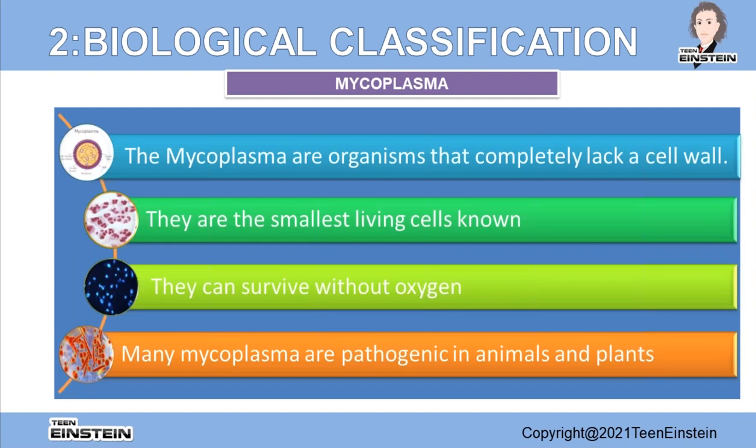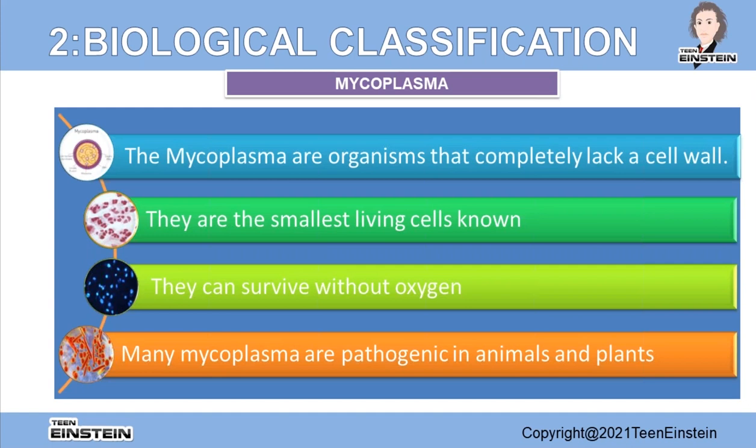And next is mycoplasma. These mycoplasma are organisms that completely lack a cell wall. They don't have a cell wall. And they are the smallest living cells. Now, note this down: mycoplasma are the smallest living cells. And they can survive without oxygen.